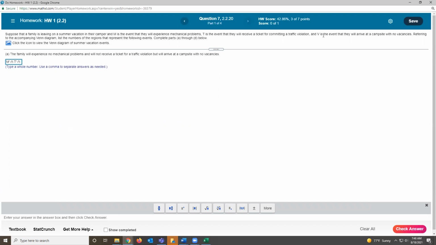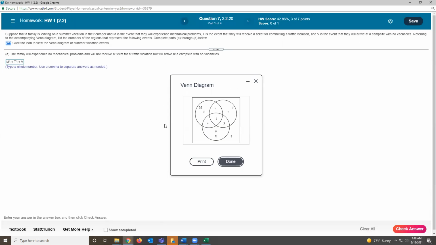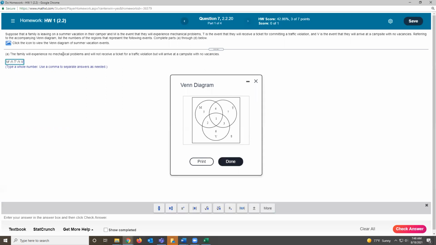So arriving with no vacancies is the event V. Now, once we have boiled it down to this, we can look at the Venn diagram and do it the way we did the previous problem. So M complement is everything that's not in M. So M is 5, 4, 2, 1. And so when we take the complement of it, it would be 7, 3, 6, and 8. These are the ones that are not in M. So M complement is 7, 3, 6, 8.